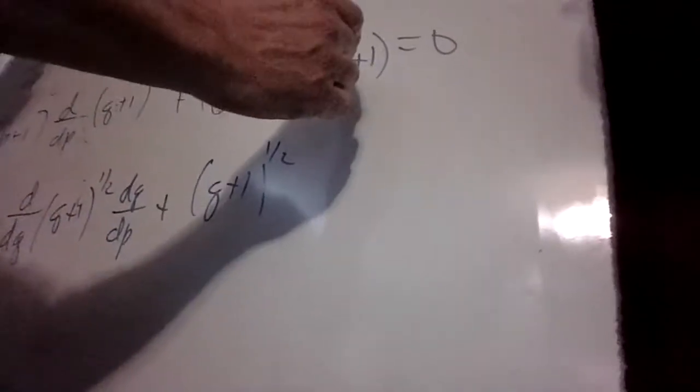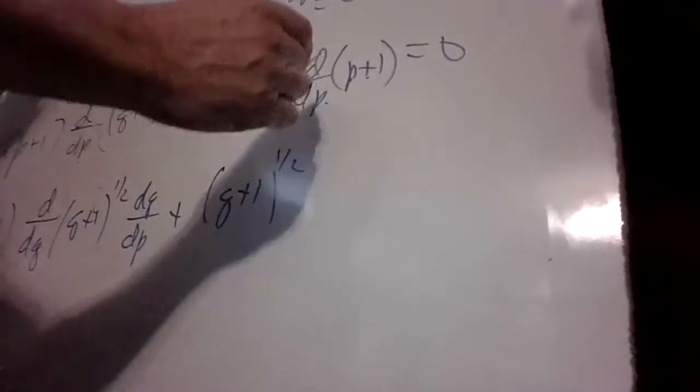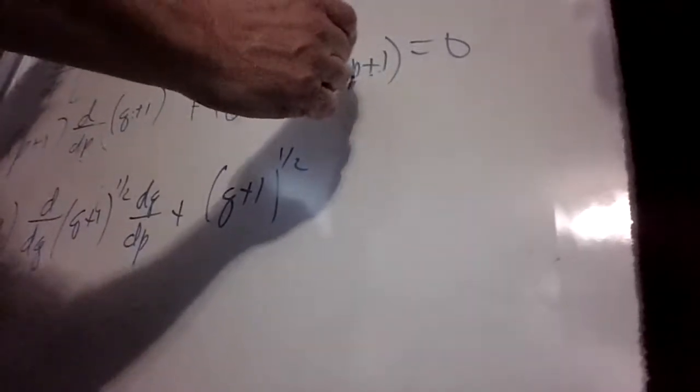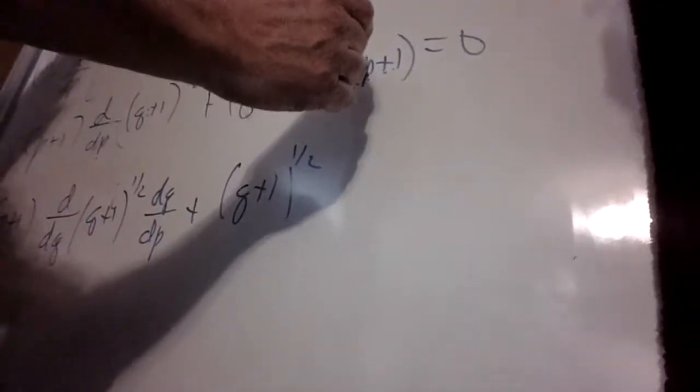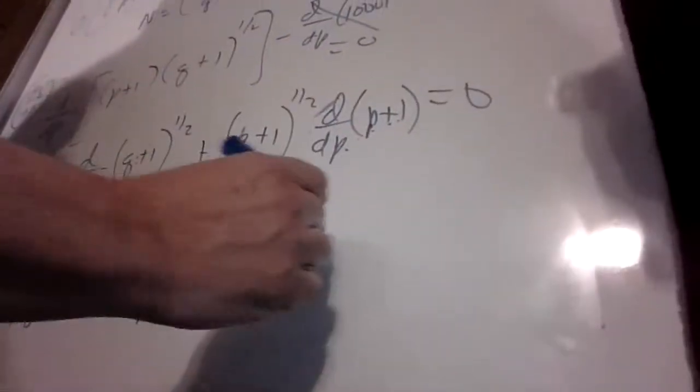Now here's a P and a P. I can do that. The derivative of P plus 1 is going to be just simply 1. Derivative of P is 1. Derivative of 1 is 0. So that's simply 1, and that equals 0.